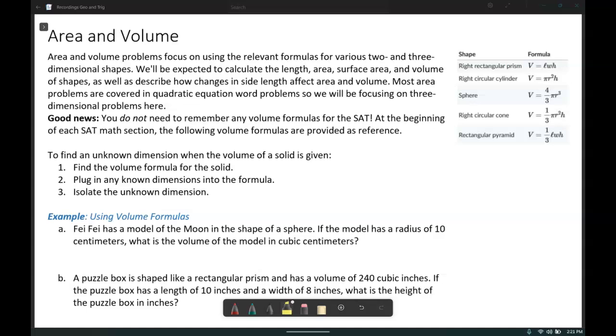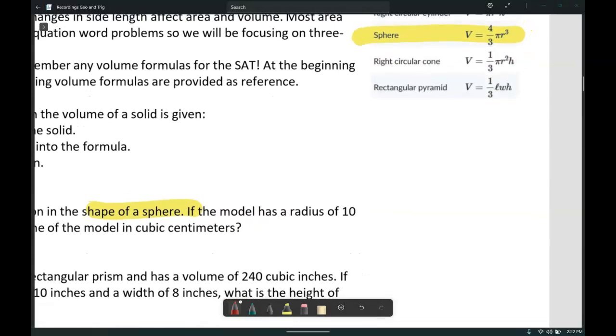So here we have a model of the moon with a radius of 10 centimeters. What is the volume of the model in cubic centimeters? Well, they tell us that the moon is the shape of a sphere, and so we want to use the sphere formula. So using V equals 4/3 pi r cubed, we're given the radius, and then from there we just go ahead and solve it. Since V is already isolated, there's a couple different ways we could look at our answer. If we simplify this, 10 cubed is 1,000 times 4/3 is 4,000 thirds pi.